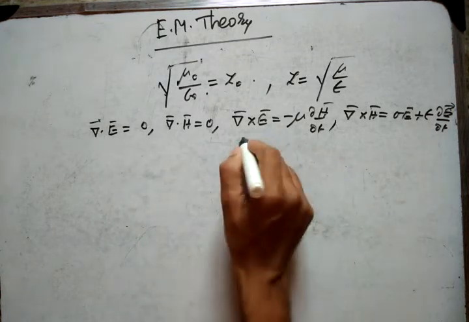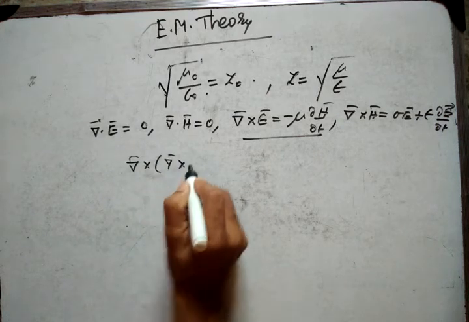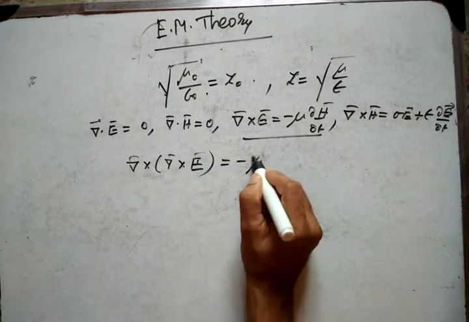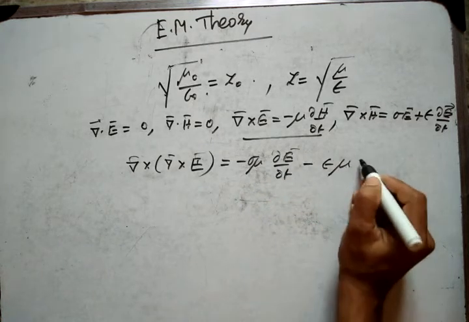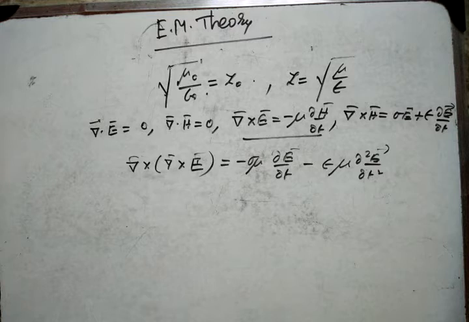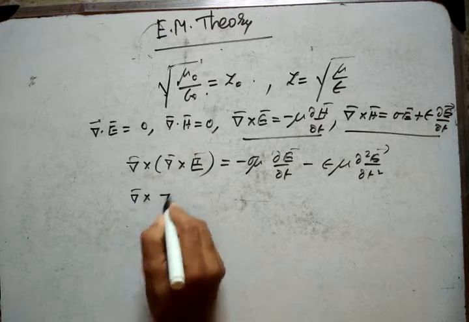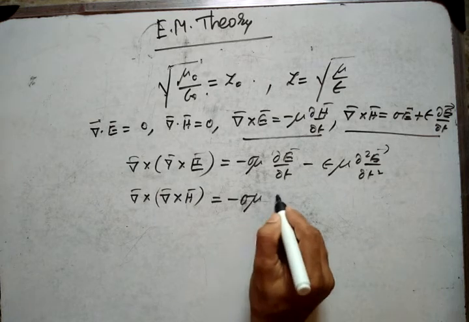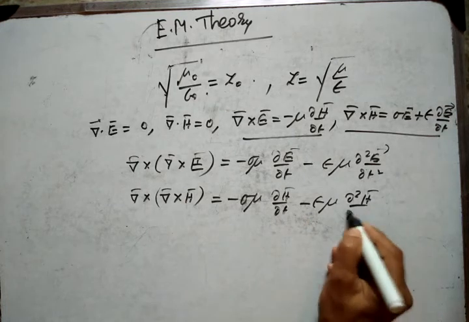So if we take curl of this equation, then we get curl curl of E equals minus sigma mu del E del T minus epsilon mu del 2E del T2. Similarly, if we take curl of this equation, then we get curl curl of H equals minus sigma mu del H del T minus epsilon mu del 2H del T2.